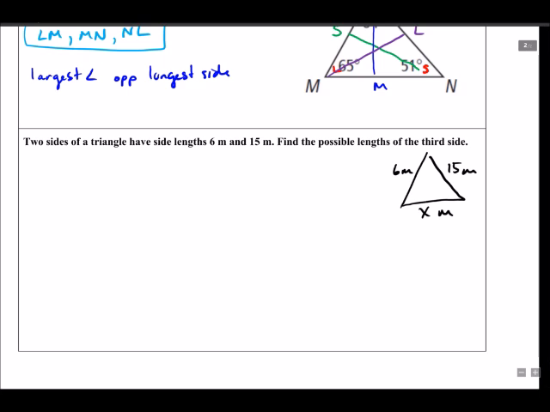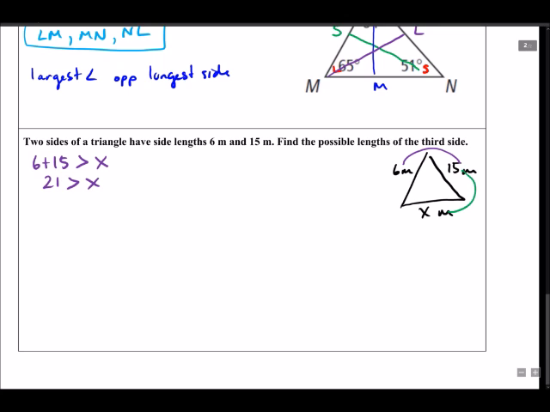And I am just going to start writing equations. I'm going to start here. 6 plus 15 has to be greater than x. This is our triangle inequality theorem. Sum of the lengths of 2 sides has to be greater than the third. So this is 21 is greater than x.